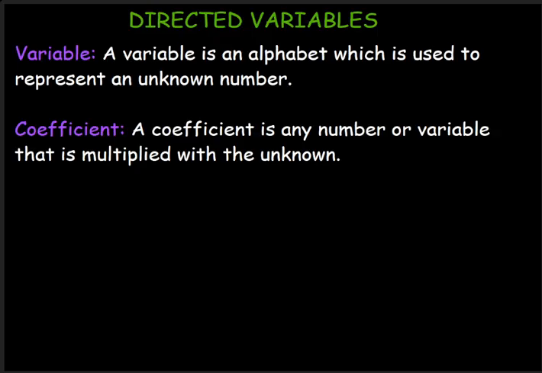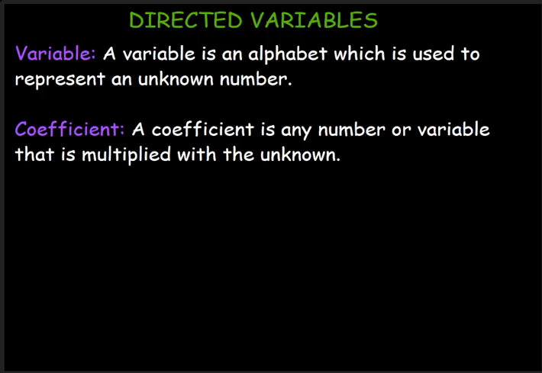So let's start with the variable. A variable is just a letter or an alphabet which we use to represent an unknown number. So when you see x, y, a, b, c, d, and any other alphabet, that means it represents an unknown number. And then we have what we call the coefficient. A coefficient is any number or variable that is multiplied with the unknown.